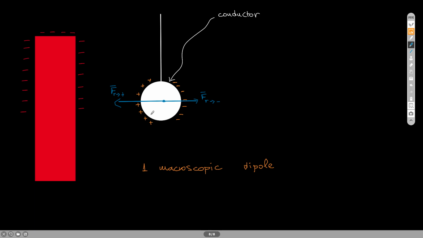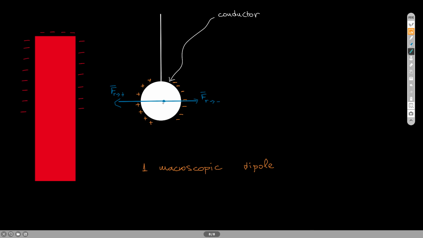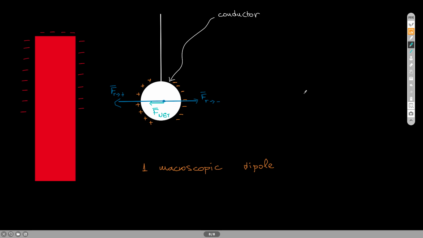Now, if you take into account both of these forces, the repulsive on the negative side of the sphere and the attractive on the positive side of the sphere, you will get a net force. Let's use a slightly different color. You will get a net force that points to the left. So this will be the net force acting on the sphere. And because this points to the left, you should see that this means that there is an attraction.